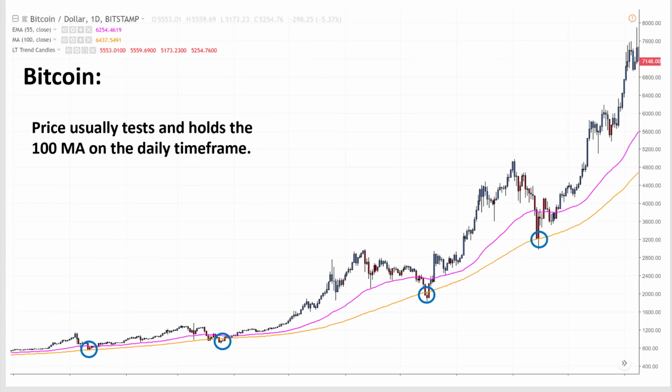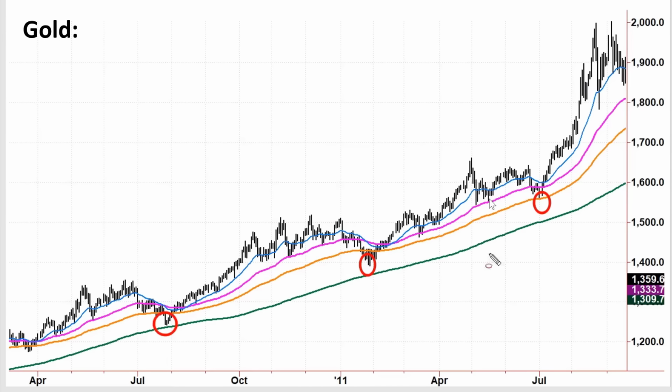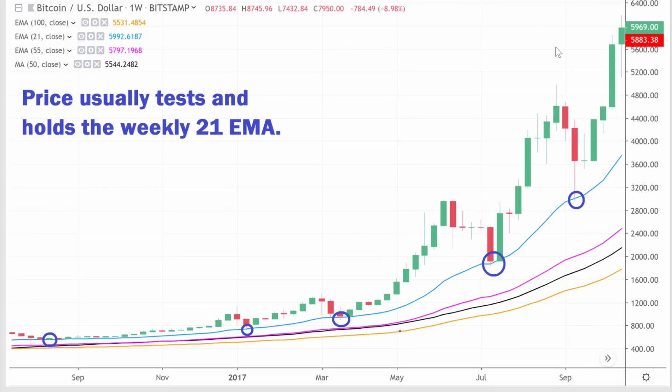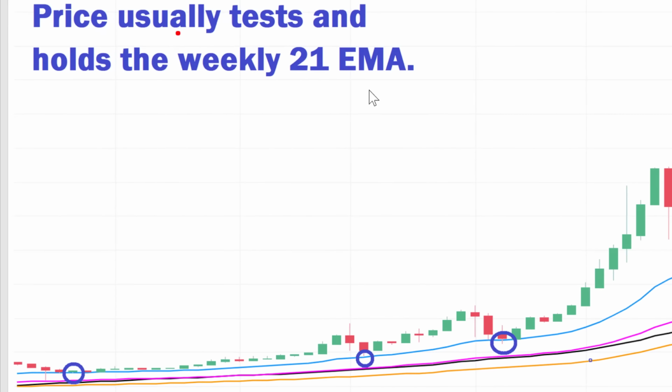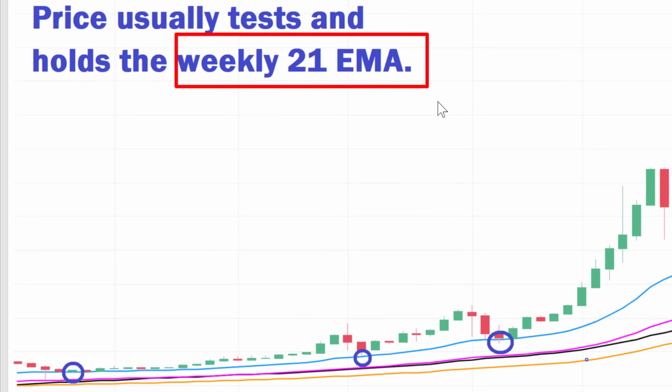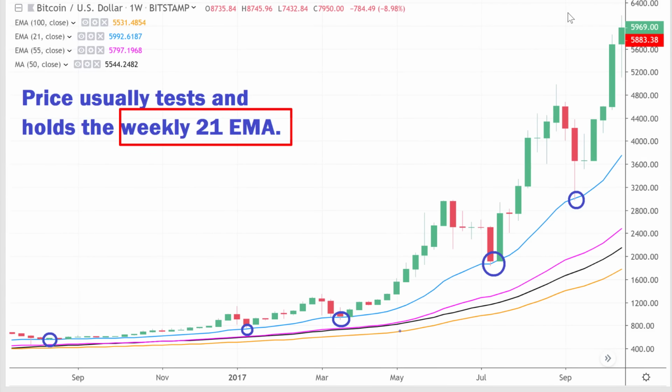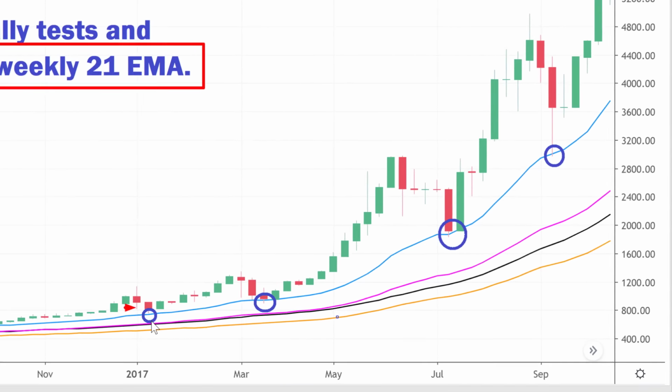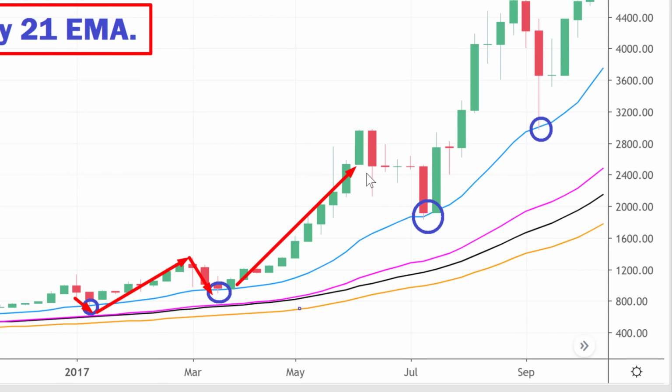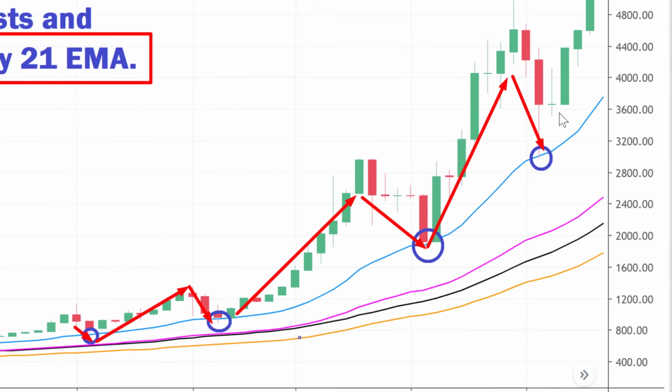And by the way, this does not just happen on Bitcoin. It happens on other markets too, like gold. Gold did the exact same thing during its uptrend in 2010 and 2011. And by the way, guys, one more thing to mention here is that the 21 weekly EMA is usually about the same price level as the 100 daily moving average. So price has a habit of touching and testing the 21 weekly moving average as well. As you can see here, this happened on Bitcoin during 2017. Notice how many times it held this level and bounced off the 21 weekly moving average.